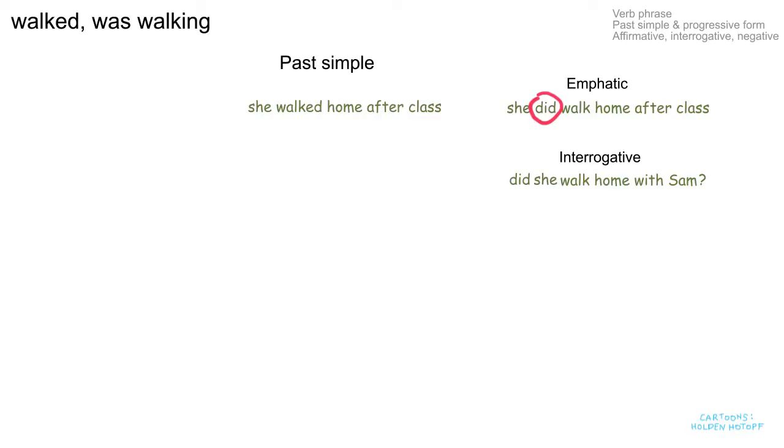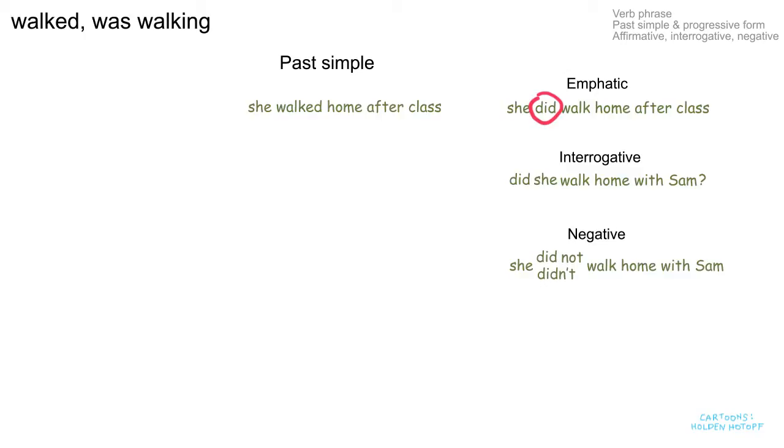And here's the same sentence again, this time to make a negative. We take not, we push the verb over a bit, and we put the not in. And there we have a negative sentence. She did not walk home with Sam. And just as before, we mostly use a contraction and say didn't. She didn't walk home with Sam.